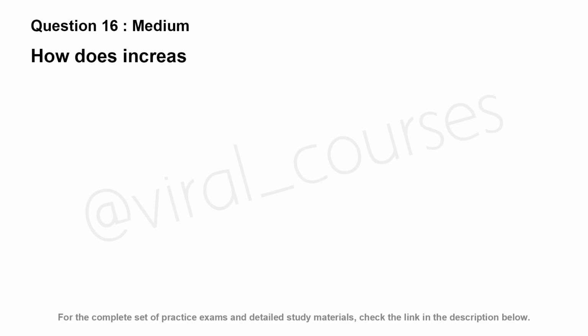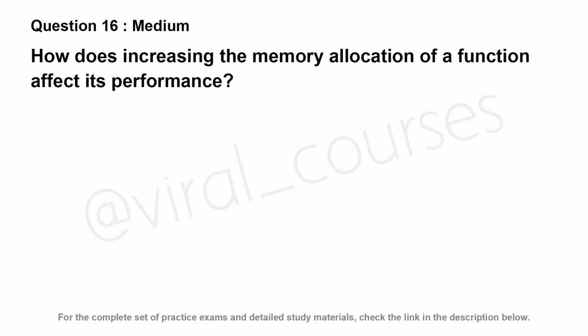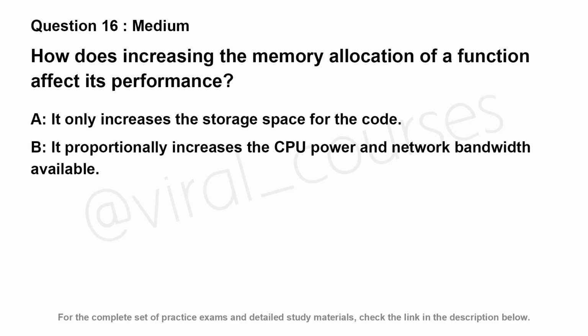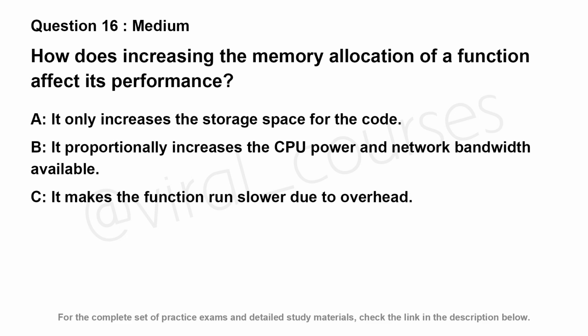How does increasing the memory allocation of a function affect its performance? Option A. It only increases the storage space for the code. Option B. It proportionally increases the CPU power and network bandwidth available. Option C. It makes the function run slower due to overhead. Option D. It has no impact on execution speed.